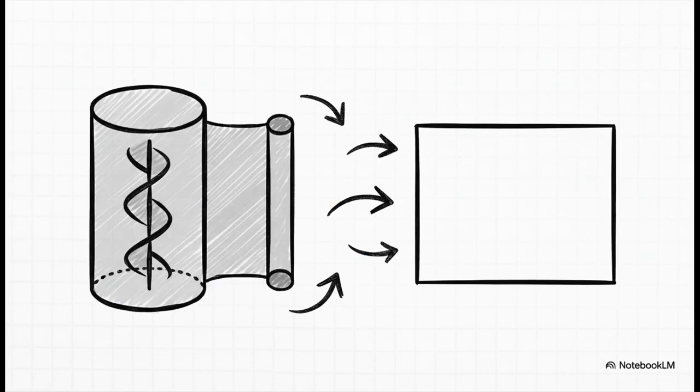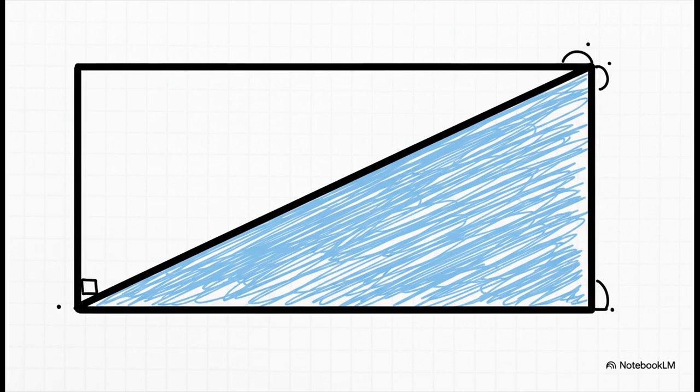Okay, so we've got this kind of complex 3D spiral. How could we possibly describe that with simple math? Well, this is where scientists came up with an incredibly clever trick. What if you could just unroll it? And bam! This is the magic moment.